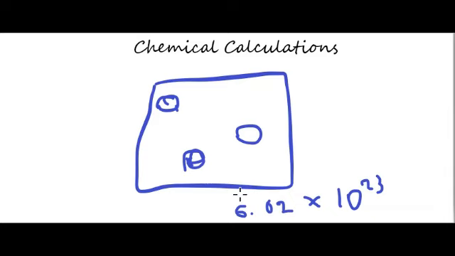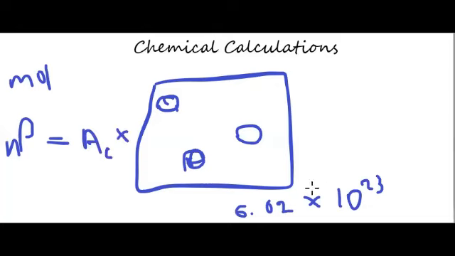So, calculating the number of particles. To find the number of particles in an existing substance, we need to know the number of moles. The number of particles, let's say NP, N capital P, is equal to the Avogadro constant, AC, in brackets, times the number of moles.